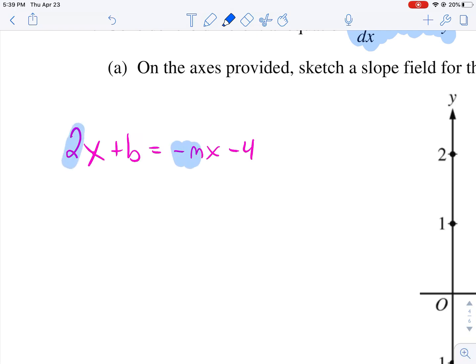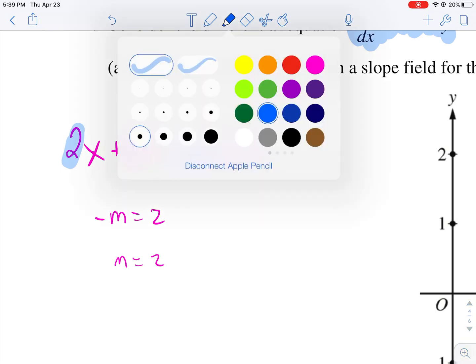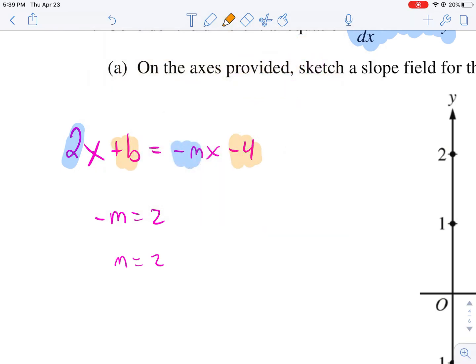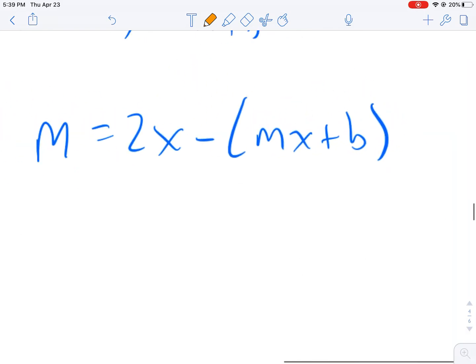So the slope of this line is 2, which means negative m must equal 2, which tells me then that m equals negative 2. And then similarly, we can conclude that b must equal negative 4. So you get b equals negative 4. Okay, so we're going to use that logic over here.